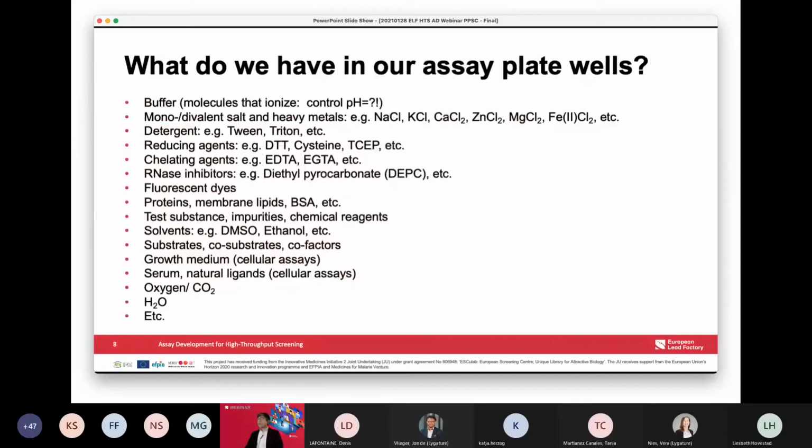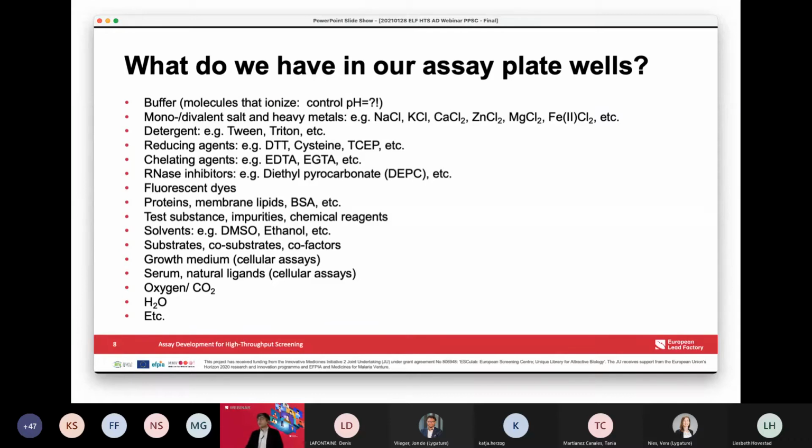There are many variables to think of and also adjust when we set up biochemical assays. We typically have different buffers to control pH, a variety of options for salts. These could be mono or divalent salts. And we typically have detergents, mainly to keep everything in solution. Reducing agents, as some proteins require reducing agents to be active.